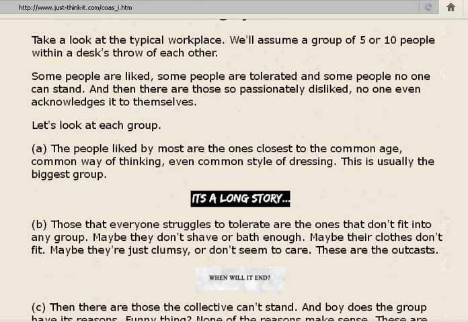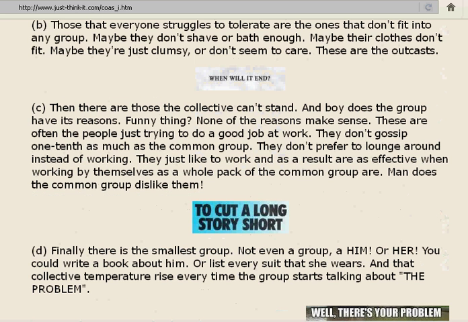Those that everyone struggles to tolerate are the ones that don't fit into any group. Maybe they don't shave or bathe enough. Maybe their clothes don't fit. Maybe they are just clumsy or don't seem to care. These are the outcasts. Then there are those the collective can't stand. And boy, does the group have its reasons.